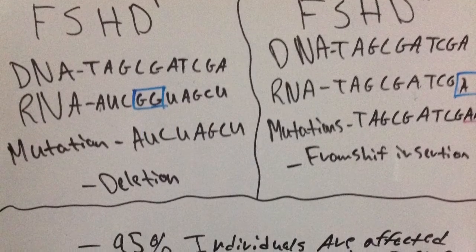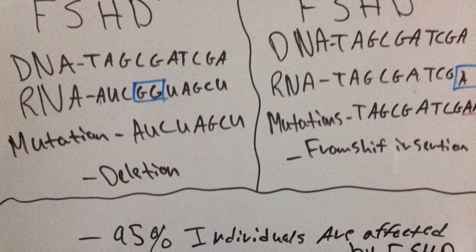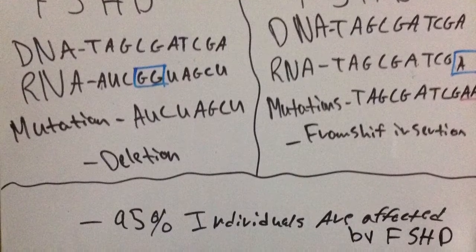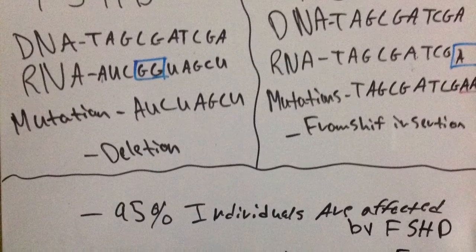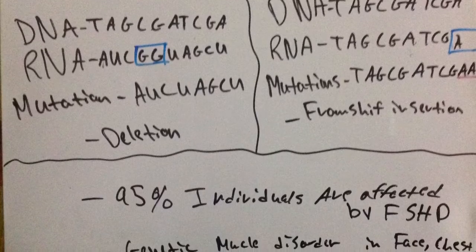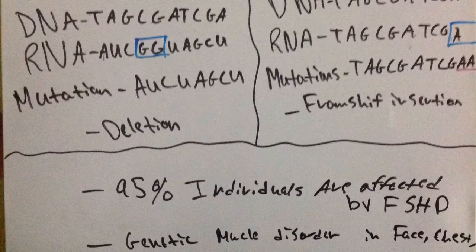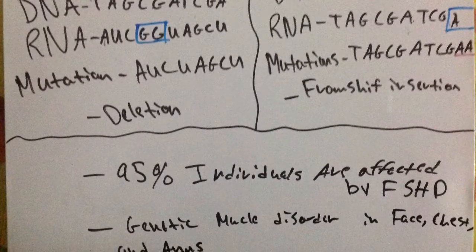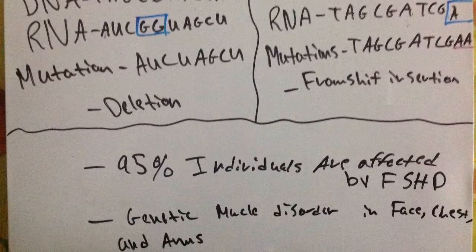FSHD is a muscle disorder that affects the face, chest, and arms. If you have a mutation in the DUX4 gene, then 95% of the people get FSHD. It causes the human body to not pick up heavy things and to not walk correctly, and sometimes it can be very fatal.